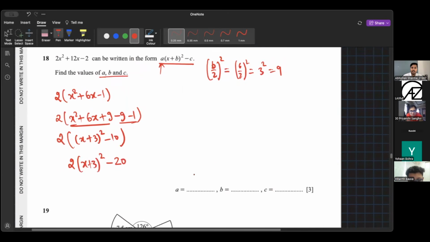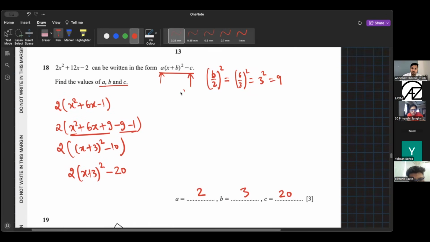Hence the value of a is 2, b is 3 and c is 20 and not negative 20. Right? Wait, why did you do 20? I did not understand that. Because see, c is written separately, no? Oh yeah, that's why it is multiplied by 2. So what I did, I multiplied 2 with negative 10 and took it outside the bracket. I just opened the bracket basically. 2 into (x plus 3) the whole square, 2 into minus 10. No, but why 2 into minus 10? Because 2 is outside the bracket, no?